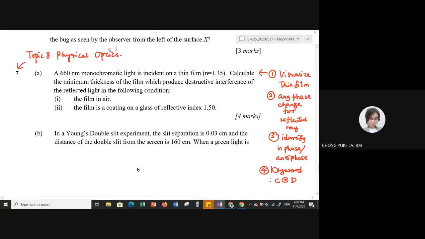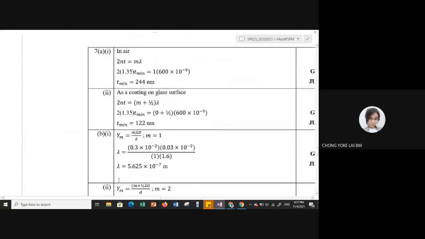So kita tengok sini, kita highlight dulu. Kita nak produce destructive interference. Okay. We want to do destructive interference. Kelima, baru kita dapatkan equation using cross pair method. Our cross pair. Okay. So kita pergi ikut step ni untuk selesaikan soalan.